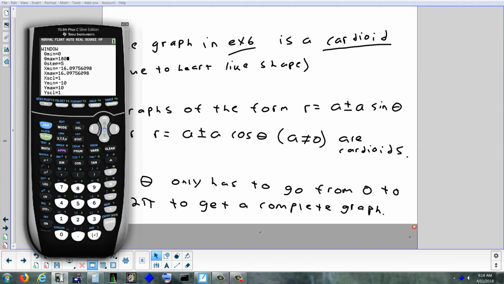Think of theta, that's like your parameter in parametric. That's like your T-min and T-max. Yeah, it's going to cut it off. You're only going to get half the picture. It's going to draw from 0 to 180, and that's it. There's your sketch from 0 to 180.